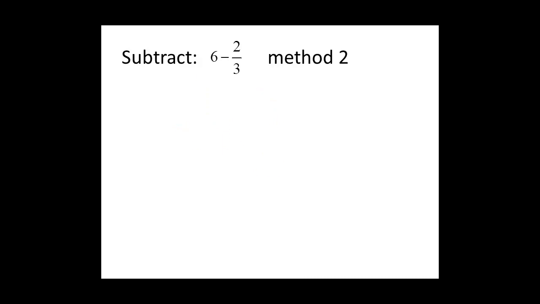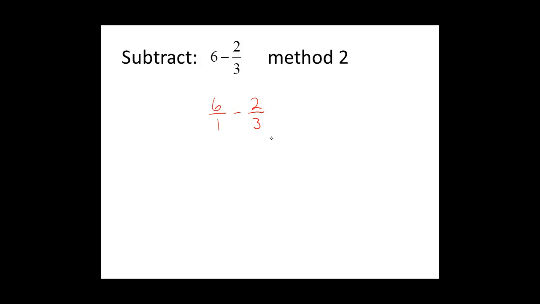We will do this same problem using method 2. With method 2, we change to improper fractions and then subtract. We have a number 6 and we need to change this into an improper fraction. To write any whole number as a fraction, you can write it as itself over 1. So now we have these two fractions, 6 over 1 minus 2 over 3.